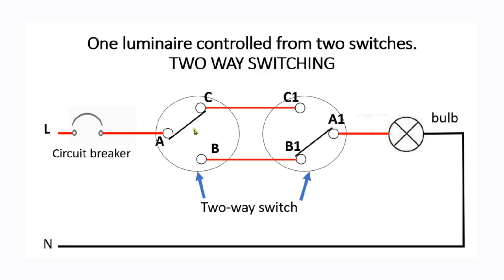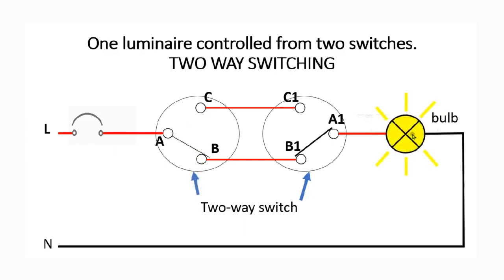But I can go back to the first switch and now bring that first switch down to B, and the bulb now lights up again. And this is how two-way switches work.